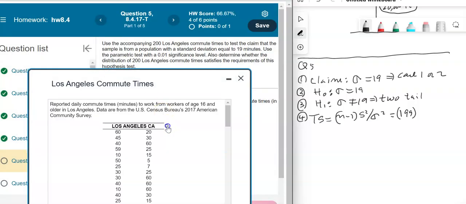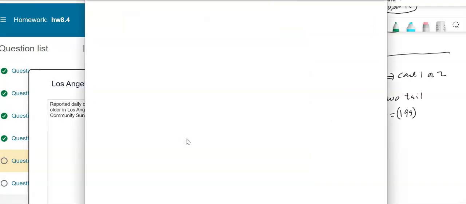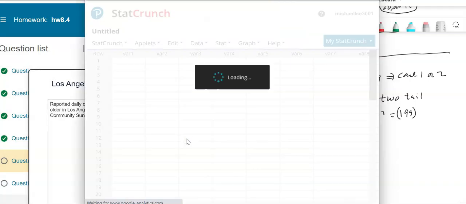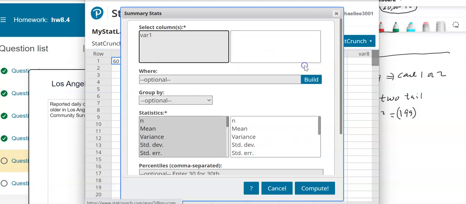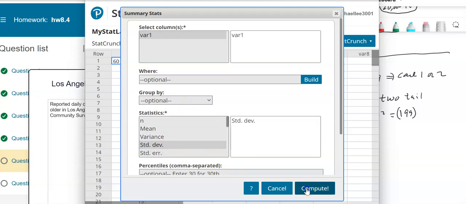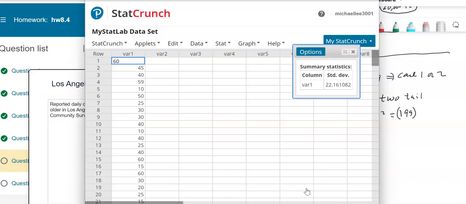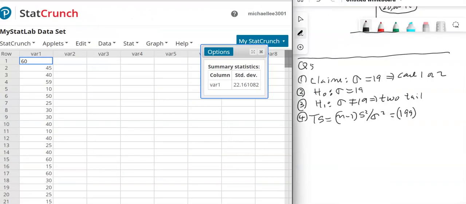Okay, so you click StatCrunch. Then you're going to find the standard deviation. So go to Stat, Summary Stats, Columns, highlight bar 1. What we need is standard deviation only. So compute. So I have the standard deviation as 22.161082.